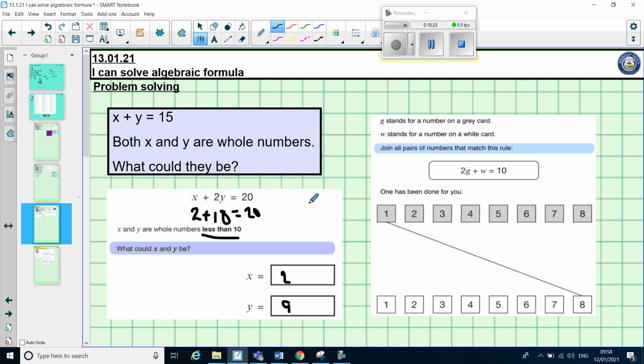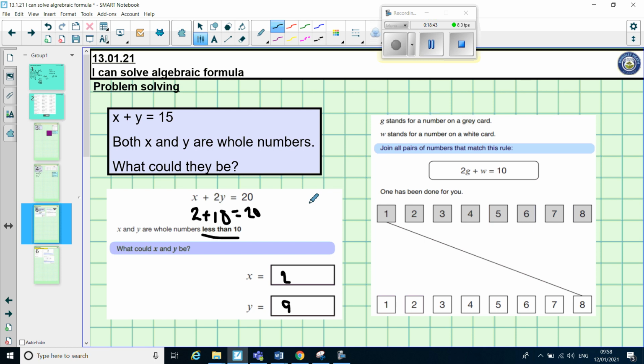I could have also had x is 4. If x is 4, y would need to be 8, because 2 lots of 8 is 16. Add my 4 would give me 20. I could have had x is 6 and y is 7.